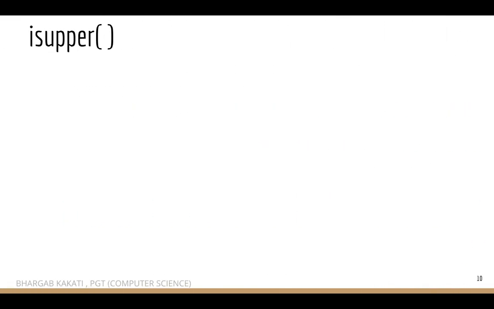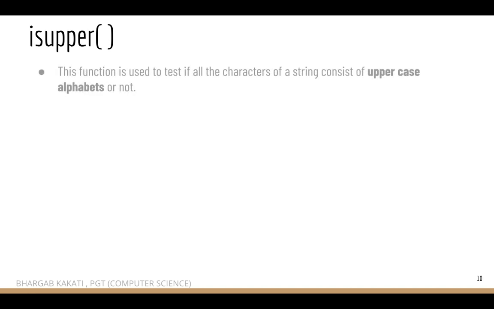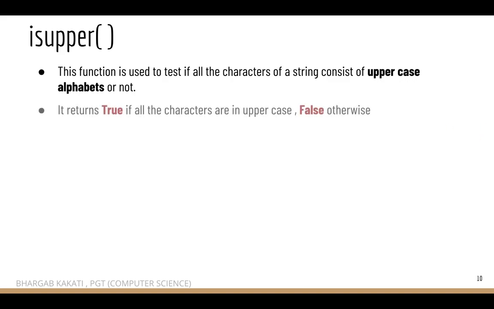Next is isupper. It's the opposite of islower. So what it does, let's take you quickly through that. This function is used to test if all the characters of a string consist of uppercase alphabets or not. Uppercase means capital A to capital Z. It returns true if all the characters are in uppercase, false otherwise. It has the same syntax as the previous function, that is string.isupper.